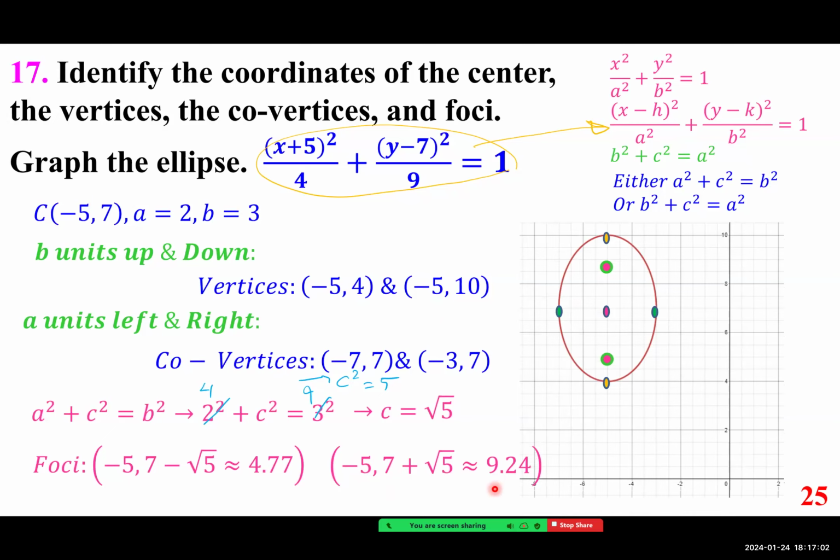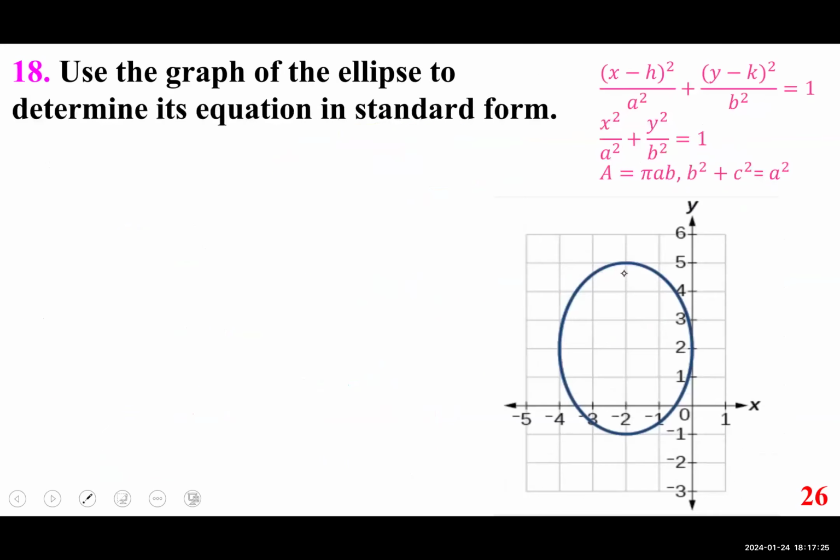So we have the vertices, co-vertices, the center, focus 1 and focus 2, the two foci. Use the graph of the ellipse to determine the equation in standard form, and again reminding you of the standard form and all the information that was given.